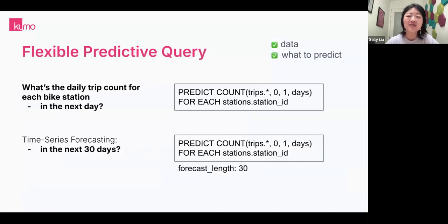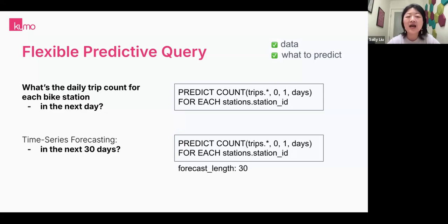The next is to tell the platform what you want to predict. For instance, I will give you a very simple example: what is the daily trip count for each bike station in the next day? Here you are just trying to predict a single point in the future. So you can just specify, for each station ID, predict in the next day the total count of trips it will have. So here you are predicting one point.